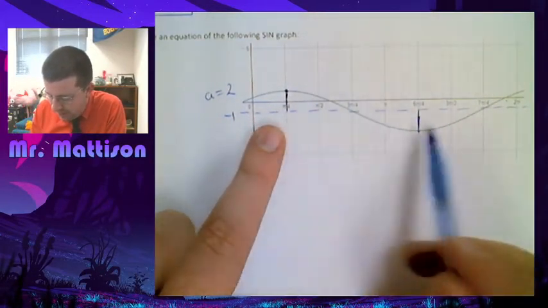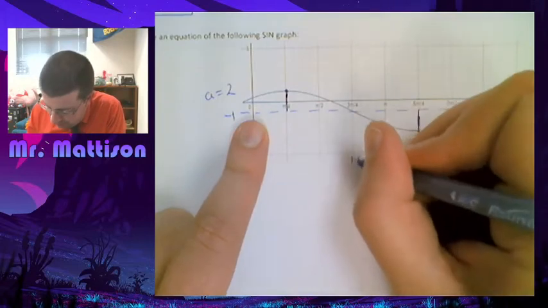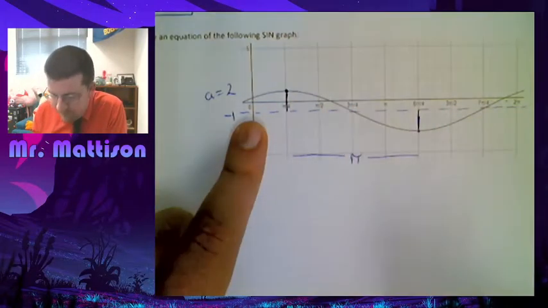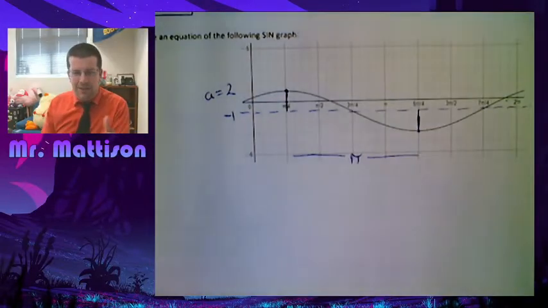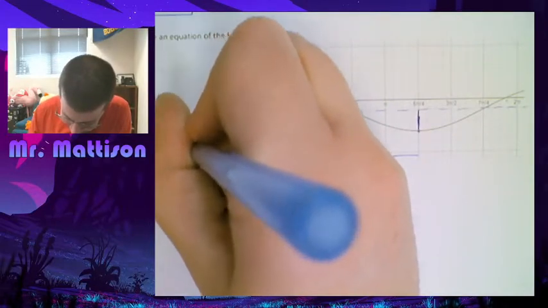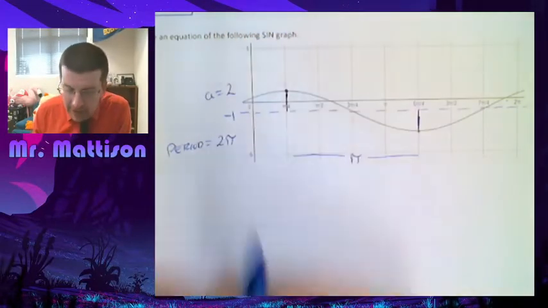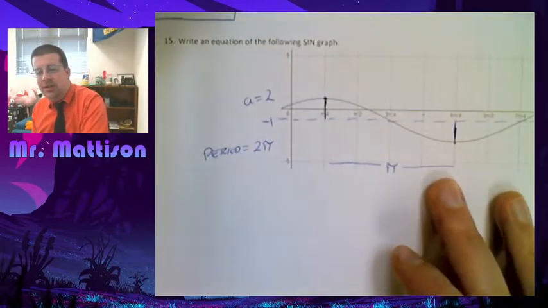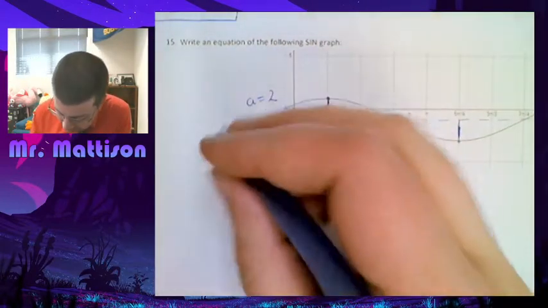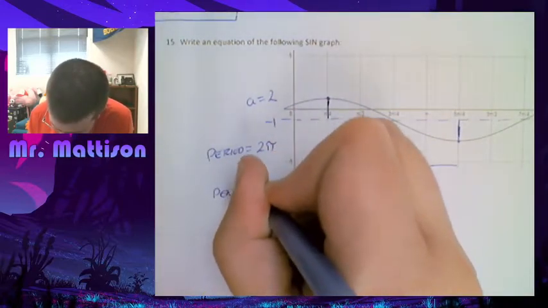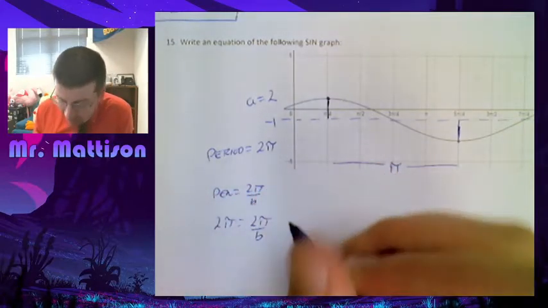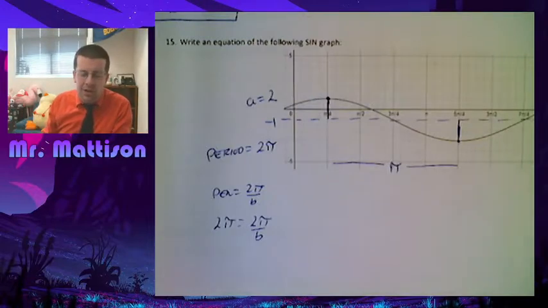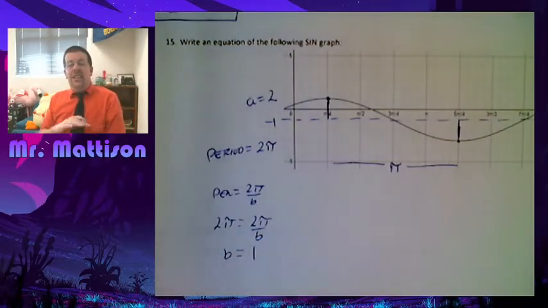So the distance from pi over 4 to 5 pi over 4, the distance is pi. And then I'd have to go another pi over here to get that full cycle. And so that means my period is 2 pi. Right, so then the equation to find the b value, if I have the period, is period equals 2 pi over b. So I have 2 pi equals 2 pi over b. You can probably logic your way through what b is. b has to be 1. You can still solve it out if you need, but hopefully you see that. So b is 1, meaning that my period is not being changed here.